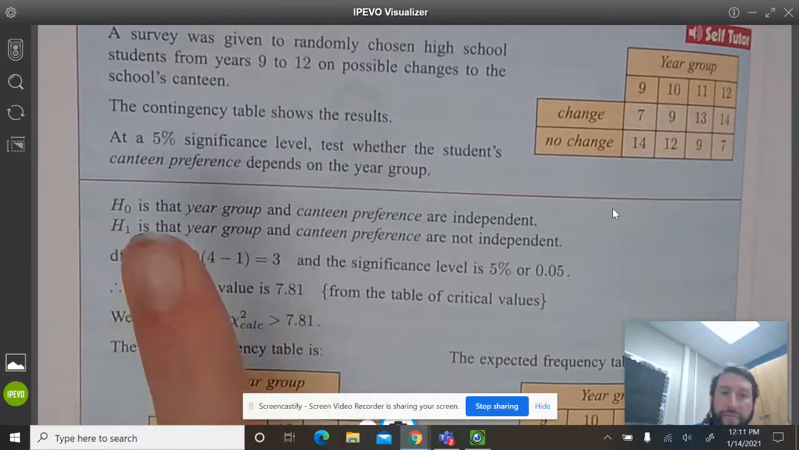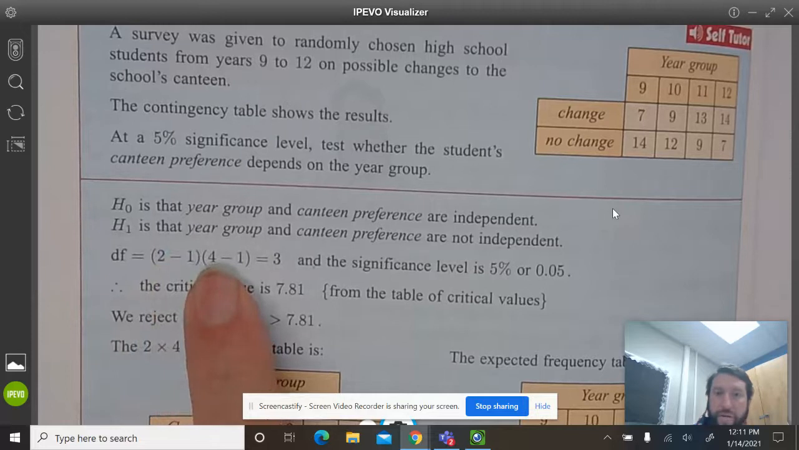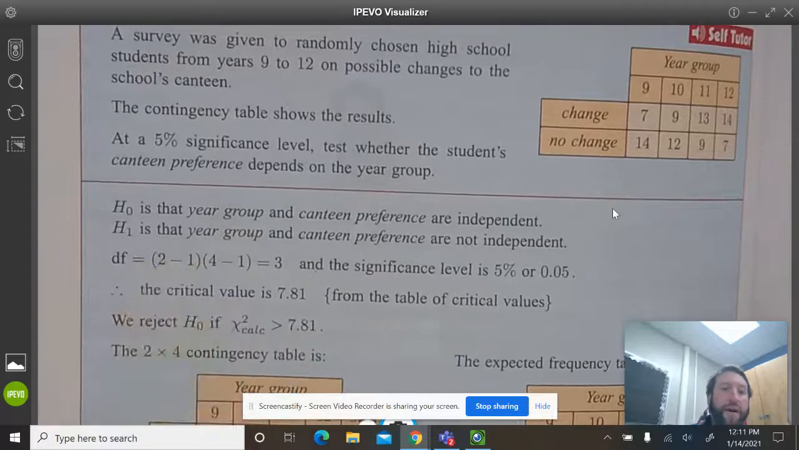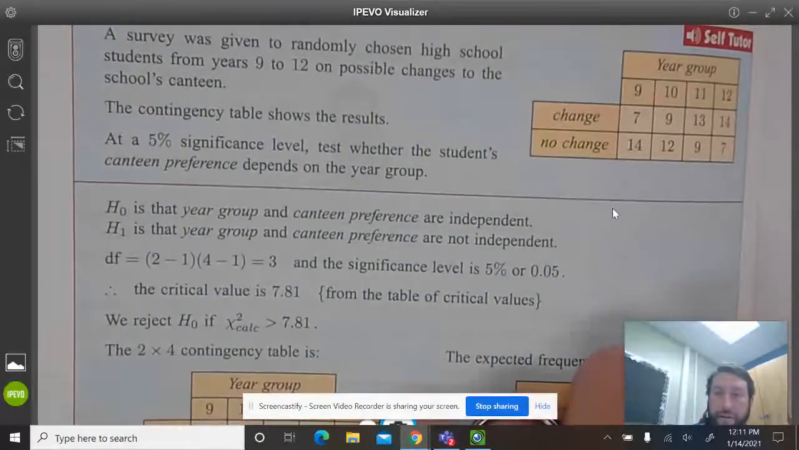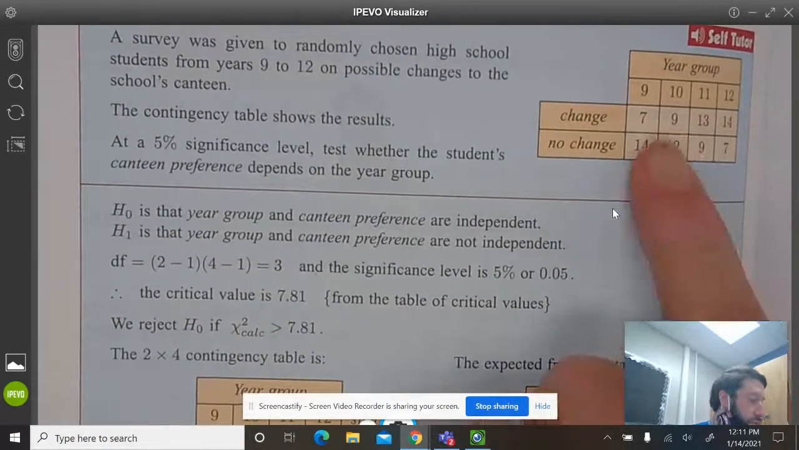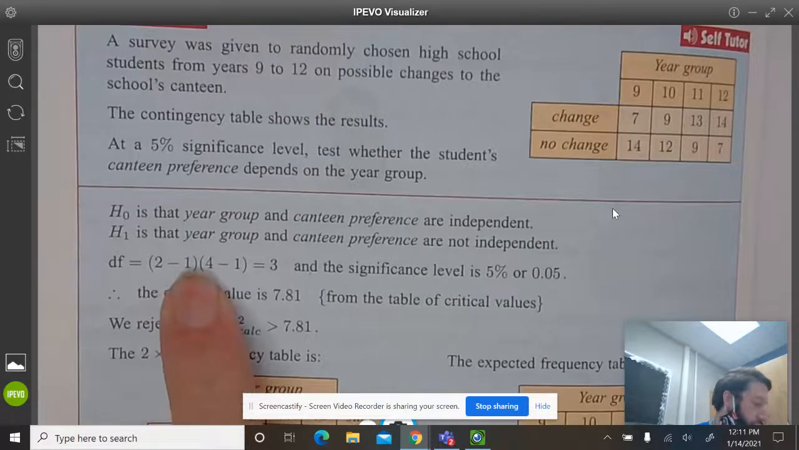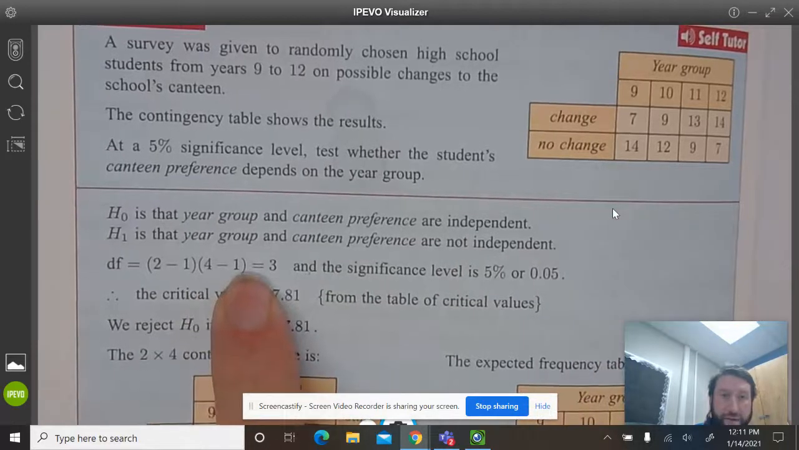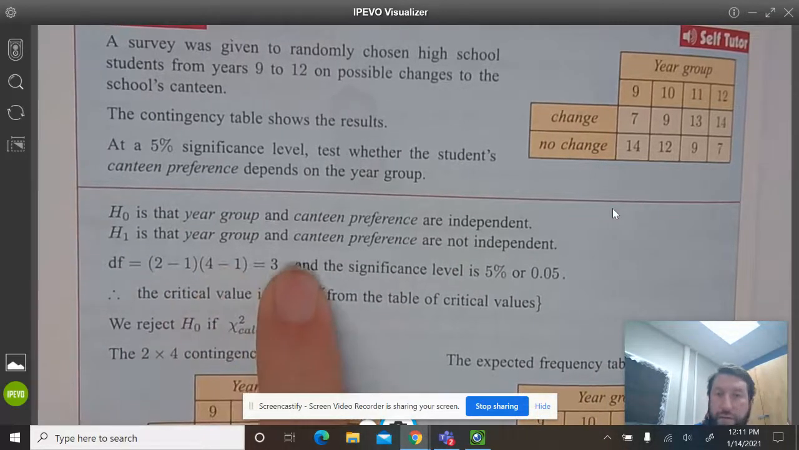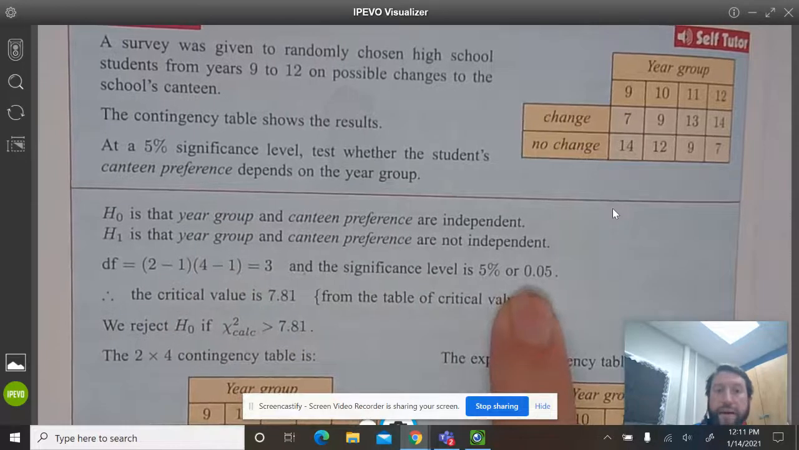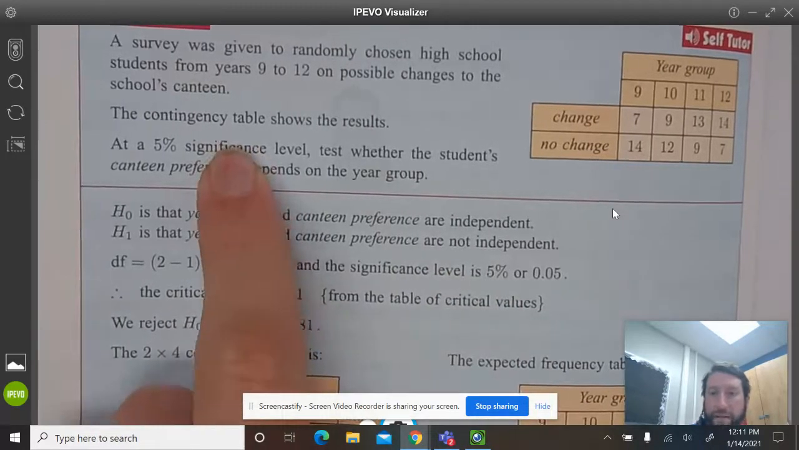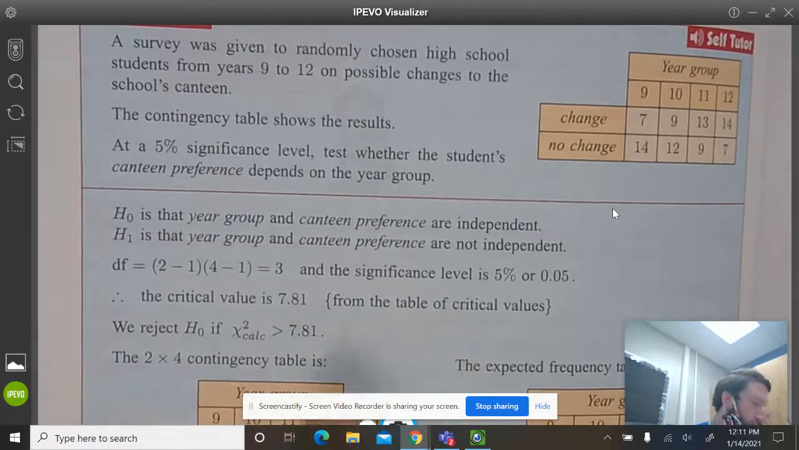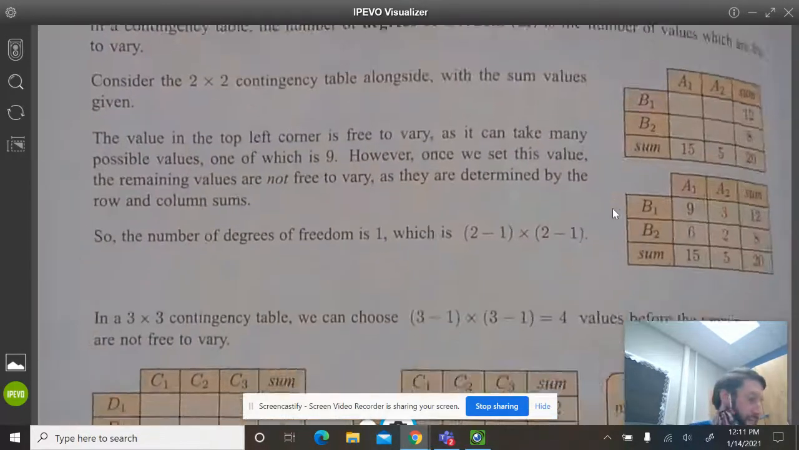After you do that, we have to find degrees of freedom, and we need to know the significance level if we are going to find the critical value. Degrees of freedom is R minus 1 times C minus 1, so number of rows minus 1. I've got 2 rows, so that'd be 2 minus 1, times 4 columns, so 4 minus 1. So 2 minus 1 times 4 minus 1 will get you 3. And the significance level, they will give that to you. So 5%. Now we can look at the table, and when you look it up, it's going to be 7.81, and you can verify that.